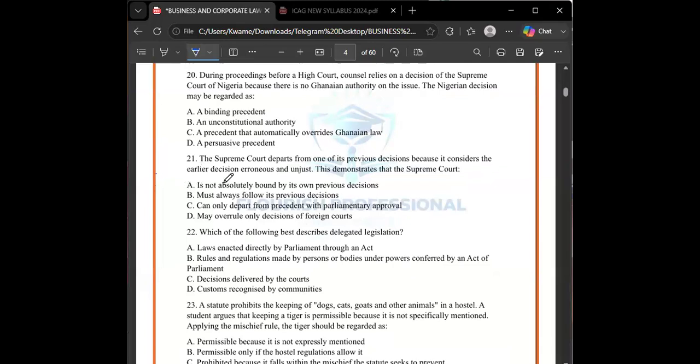So the reason why A is the answer is because of the word absolutely. Once you hear the word absolutely, it means no matter the case, whether it is good or bad. Absolute means absolute. You take it like that.